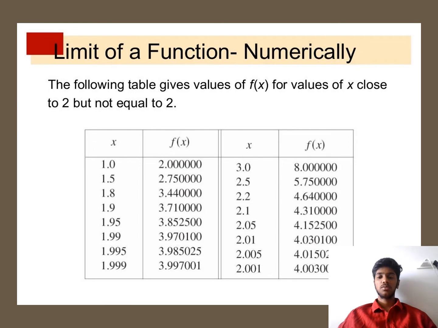If x is 3.0, then f(x) is 8.00. If x is 2.5, then f(x) is 5.75. If x is 2.2, then f(x) is 4.64. If x is 2.1, then f(x) is 4.31. If x is 2.05, then f(x) is 4.15. If x is 2.01, then f(x) is 4.03. If x is 2.001, then f(x) is 4.003.